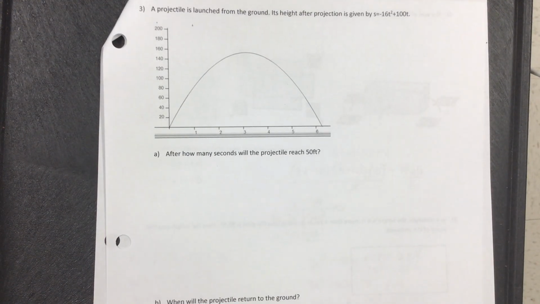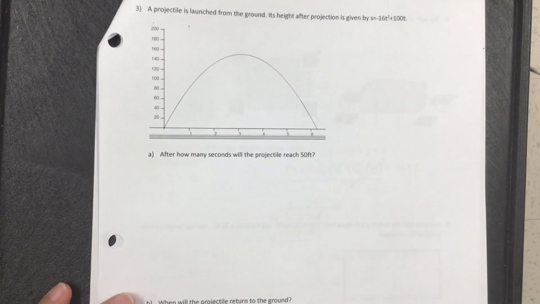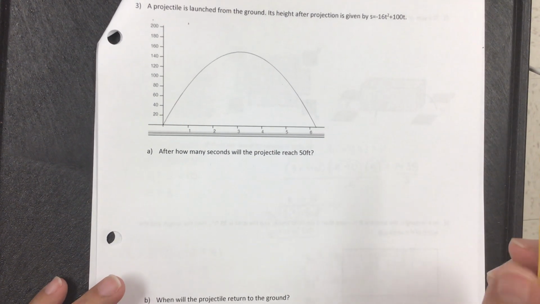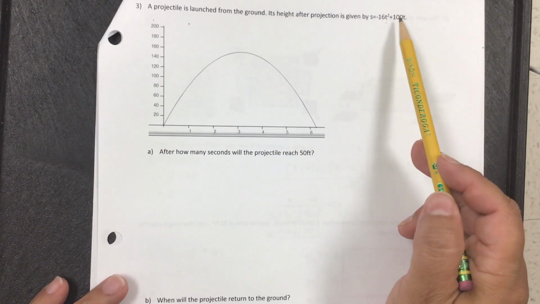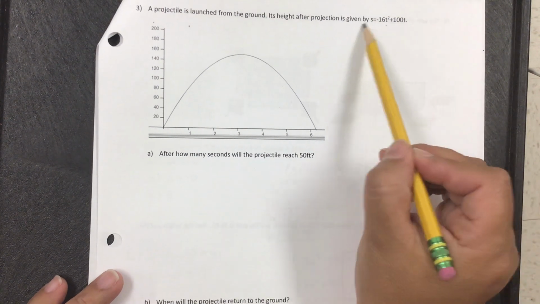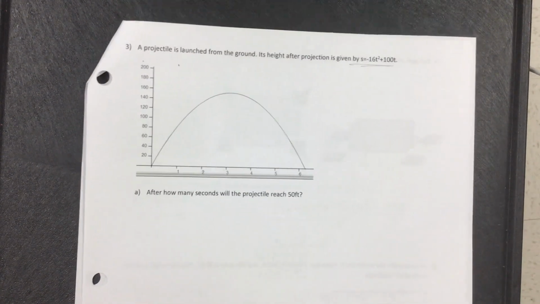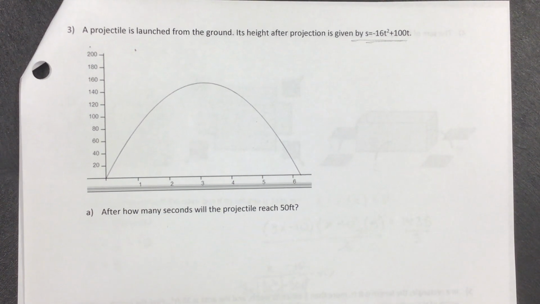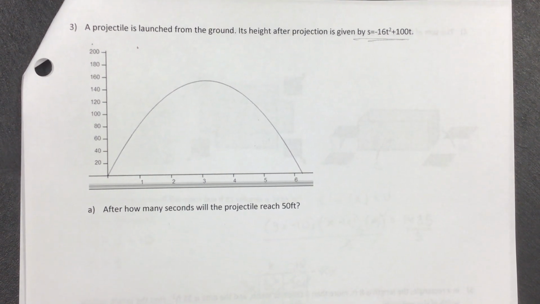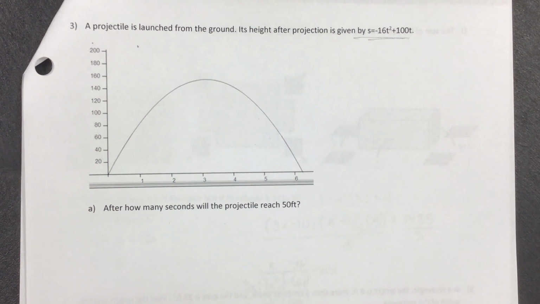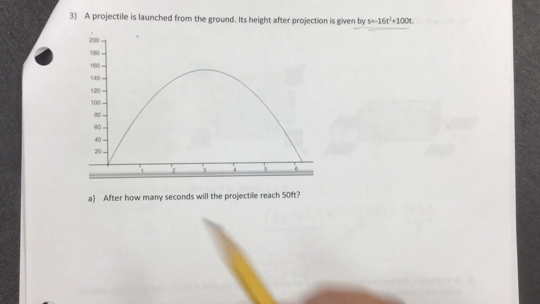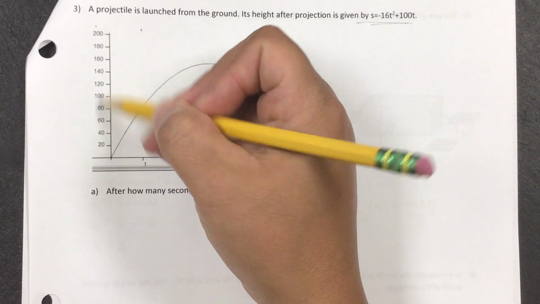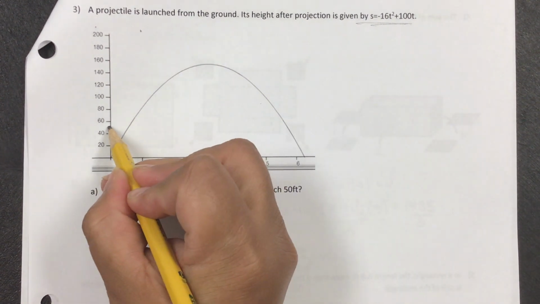The next one is a projectile is launched from the ground. Its height after the projection is given by s is equal to negative 16 t squared plus 100t. This is very common, especially in physics. They always give you these types of questions. The first one, it says, after how many seconds will the projectile reach 50 feet? So we'll assume that this is talking about feet. So we're looking at 50.